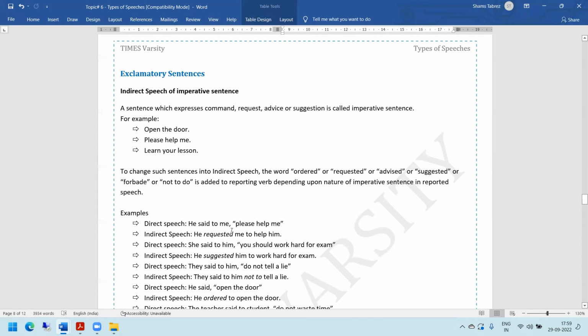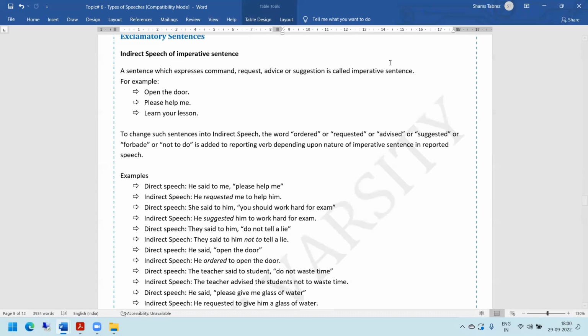Direct speech. He said to me, please help me. Indirect speech. He requested me to help him. Direct speech. He said to him, you should work hard for exam. Indirect speech. He suggested him to work hard for exam. All right. So here, direct speech, they say to him, do not tell a lie. Indirect speech, they say to him not to tell a lie.